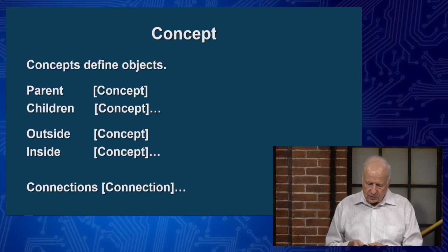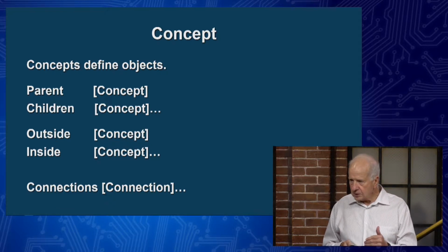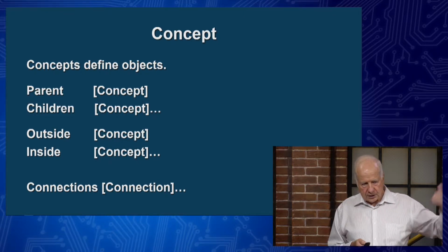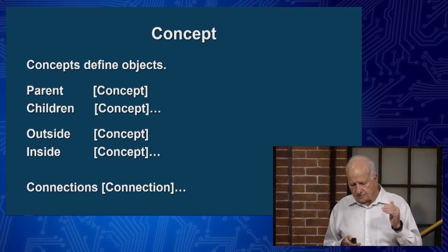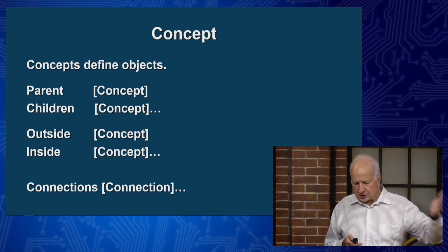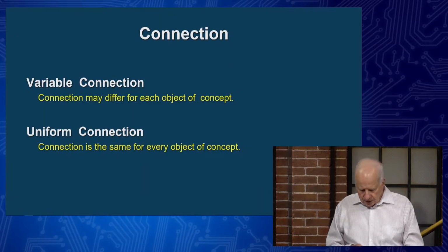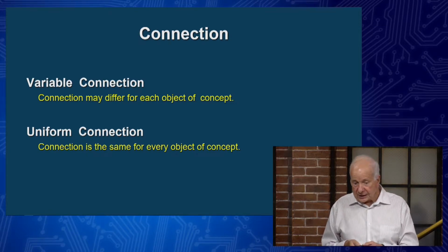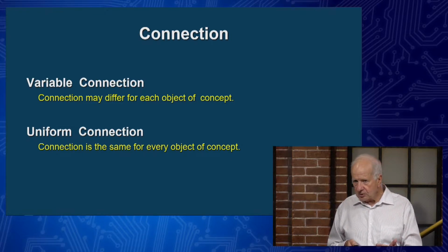Well, this is a very teeny picture of a concept. Every concept has got a parent, it's got children. That's the inheritance model. You inherit from your parent connections and you add to it new connections. And then you've got the superior concepts and the concepts that are within yourself. And derived from the concept connection, you've got the variable connection and the uniform connection. I think this is a better language than what's used in object-oriented programming with methods. It's more symmetric.